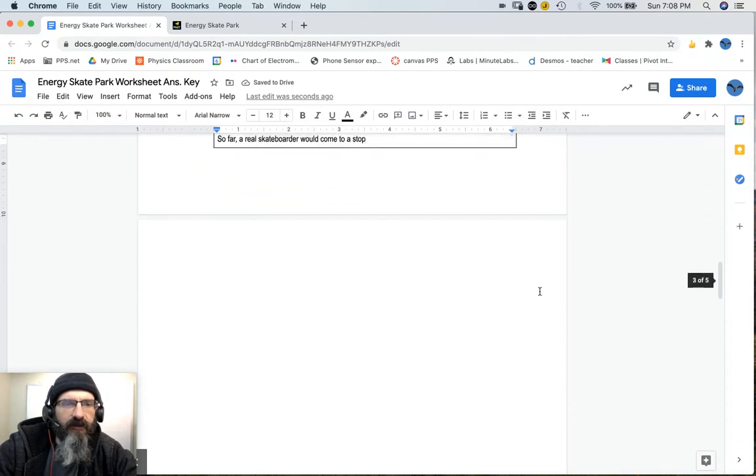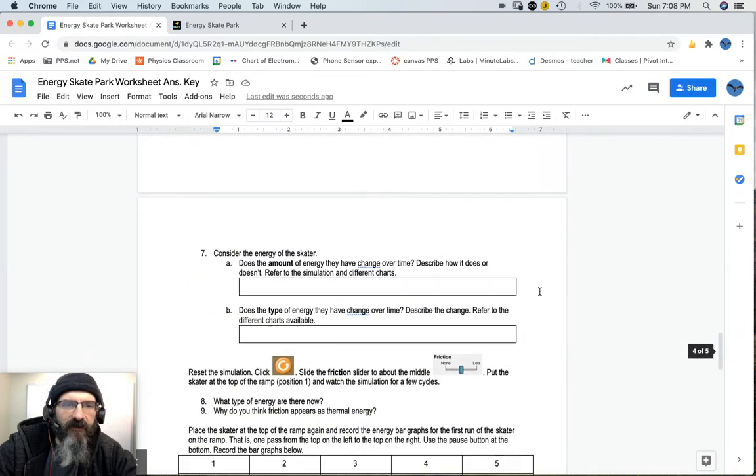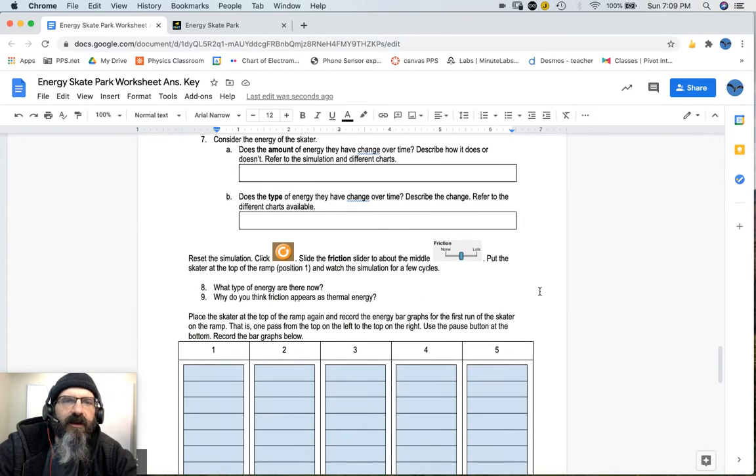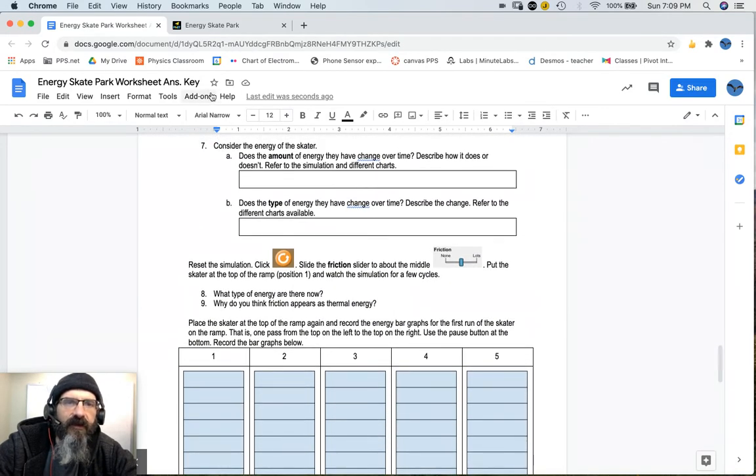There's other things, I'm sure. Real skateboarders don't behave like that. Oh man, look at the big blank space that created. Oh well. Consider the energy of the skater. Does the amount of energy they have change over time? Describe how it does or doesn't.